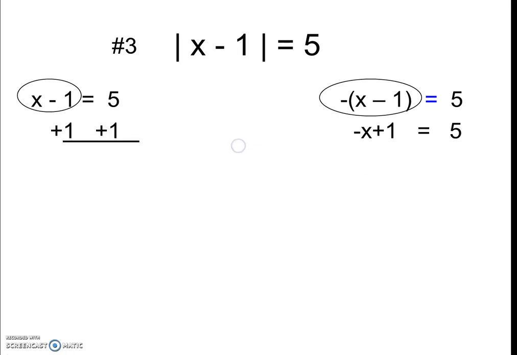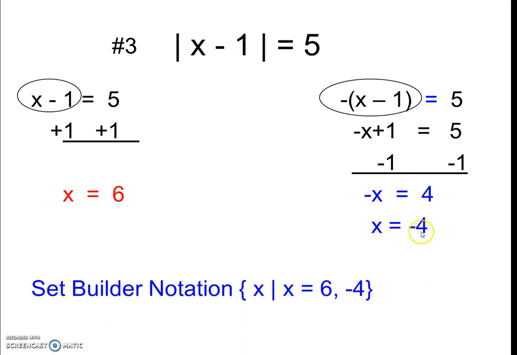And now I just solve, okay? Now I did have to distribute right here, didn't I? Negative times x, negative x. A negative times a negative is a positive. All right, now I'm going to finish solving. But when I get right here and I get a negative x, I can't leave it that way. I have to divide by -1, and now I have my two answers. Set builder notation, x such that x can be 6 or -4, because we know there's more than one answer.